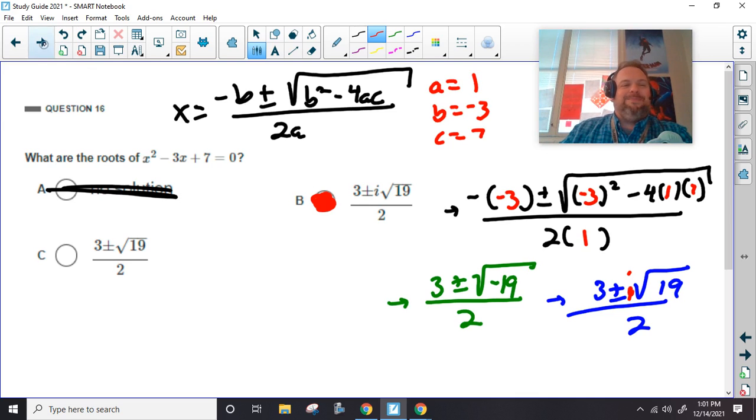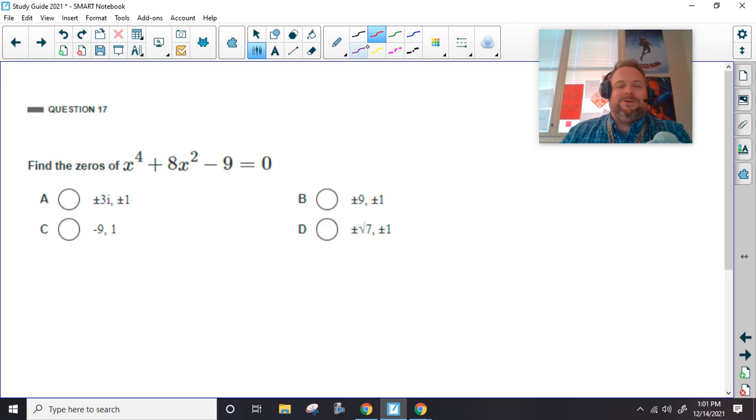Perfect. All right. 17. Find the zeros. Please don't be that person that says, there it is. On a paper test, I have had people point arrows. I don't think it was you.